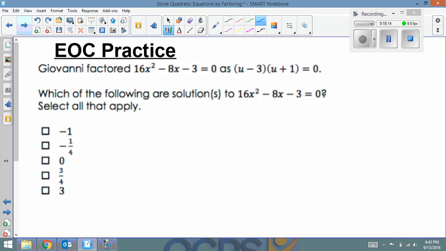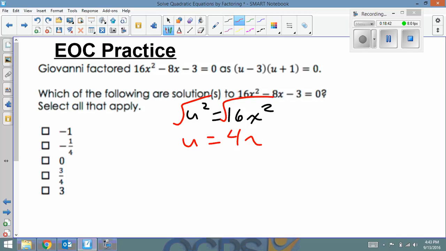Okay, and then the last one. It says Giovanni factors 16x squared minus 8x minus 3 equals 0 as u minus 3 times u plus 1 equals 0. Which of the following are solutions to his formula? So what he did is we know that u squared is going to be 16x squared. So he figured that out first. Then he took the square root of both of them to figure out what u is. So u is going to be, in this case, 4x.